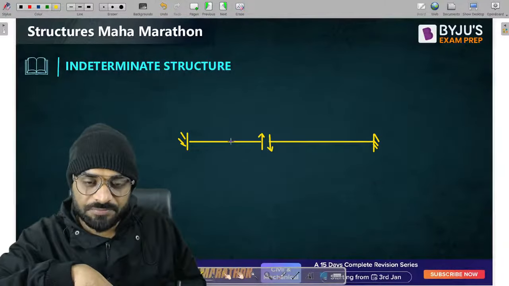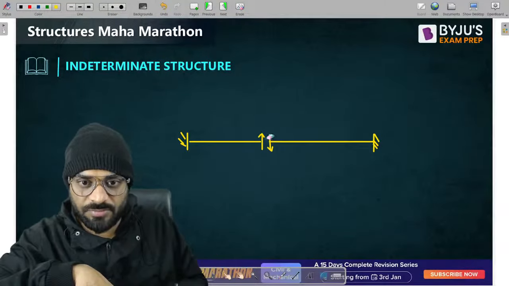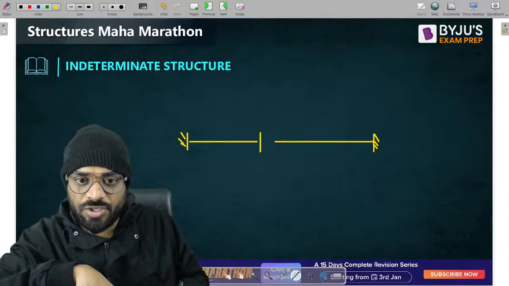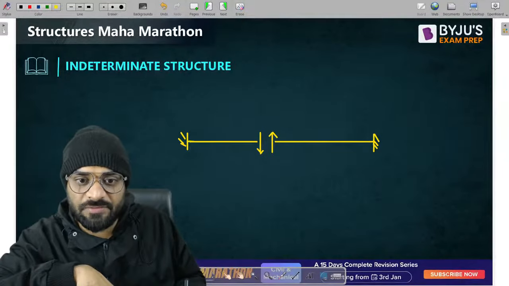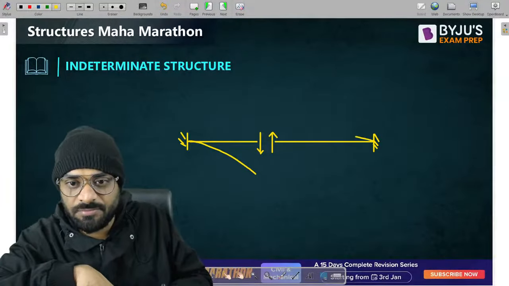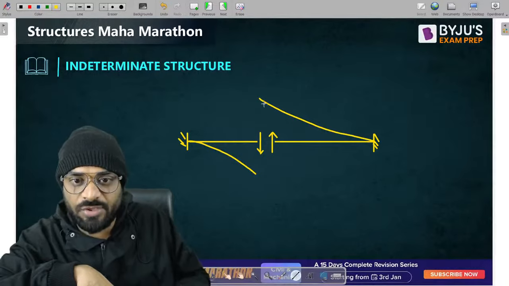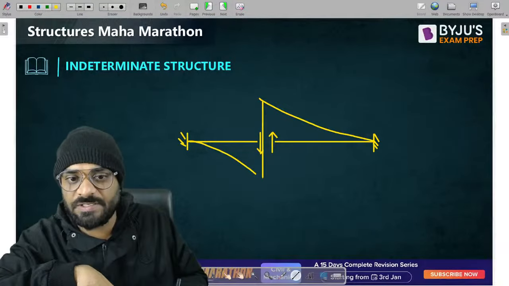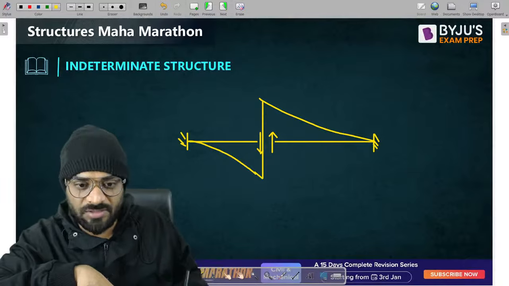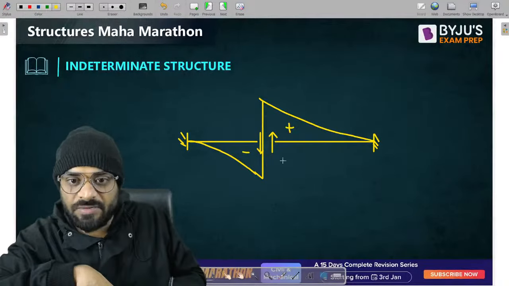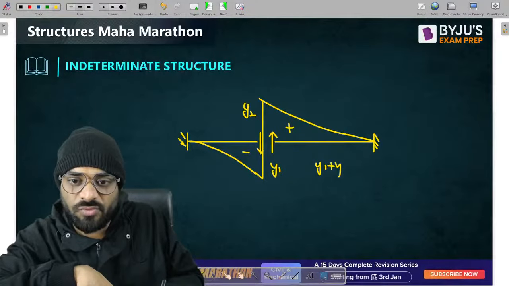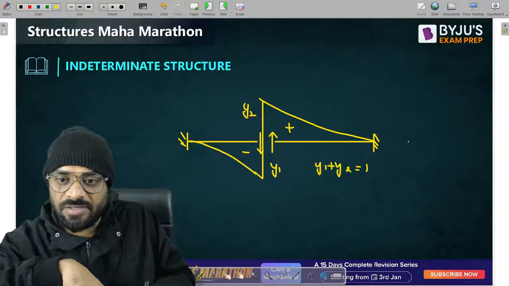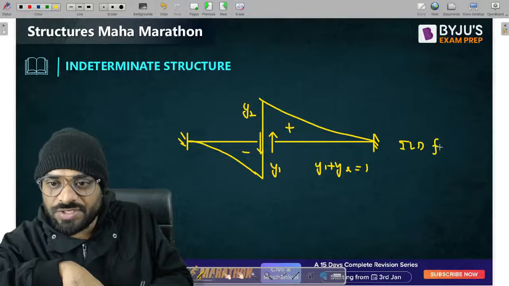The left portion should move upward and the right portion should move downward. Oh, sorry, I think it is opposite. Left portion downward, right portion upward. Clear? So this one is our deflected shape of the structure. But in this case, we are not able to find out the values, because the shape is curvy. So this one is y1, this one is y2. So y1 plus y2 is equal to 1. And this is basically our ILD for shear force at C.